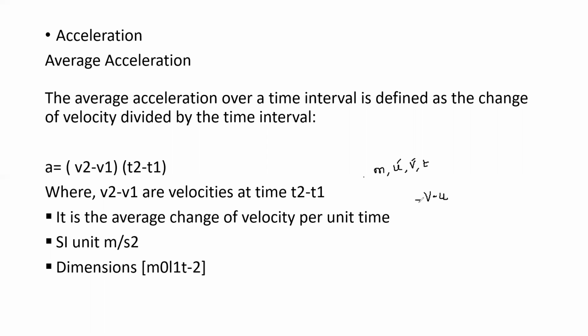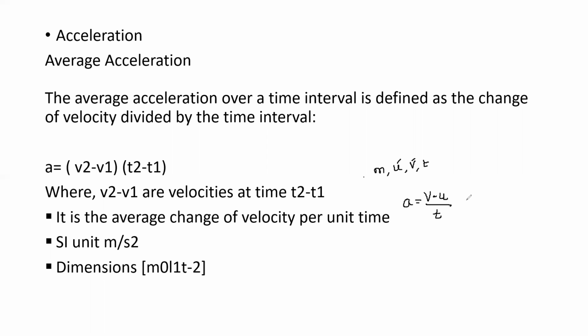Here, acceleration is denoted by a. This acceleration is defined as rate of change of velocity. So change of velocity, I have written it as v minus u divided by t. So this is called as what? Acceleration. This is called as acceleration.